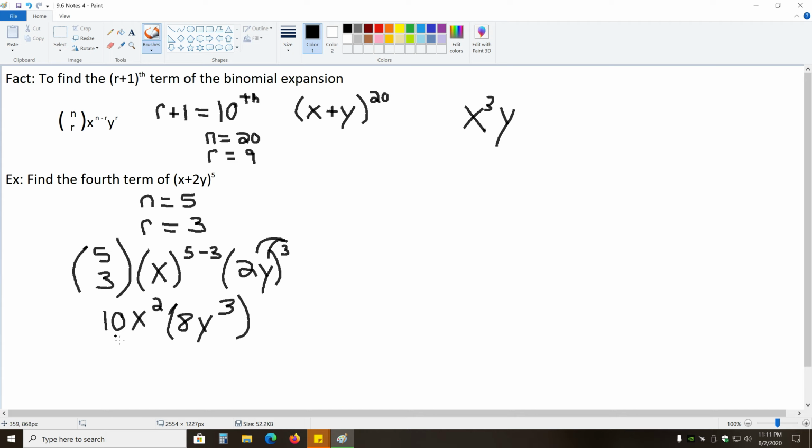which allows us to finally simplify to get 10 times 8 is 80 times x squared y cubed. And that is the fourth term of (x + 2y) all to the fifth power.